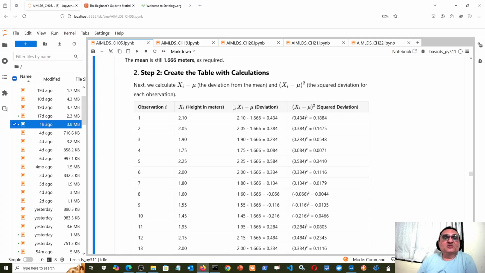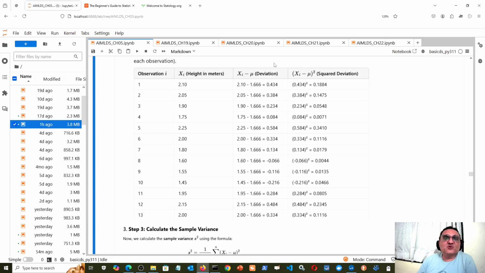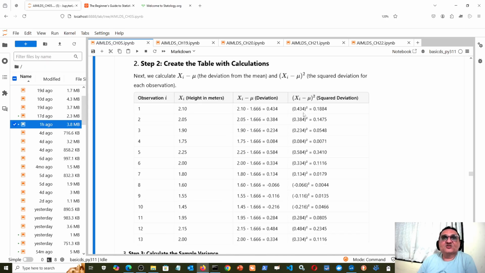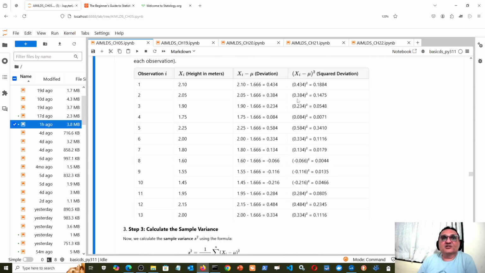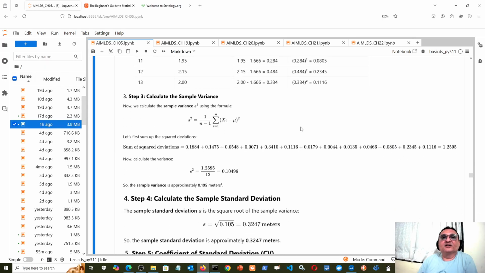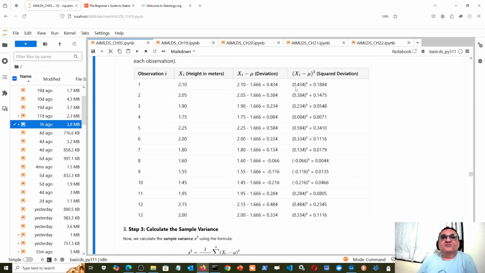So here I am squaring it. When you square, the negative numbers also become positive. So this column gives xi minus mu, and this column will give xi minus mu whole square, right? The squared deviation, that means 0.434 square, 0.384 square, 0.234 square, 0.00084 square, and so on. That is the squared deviation.